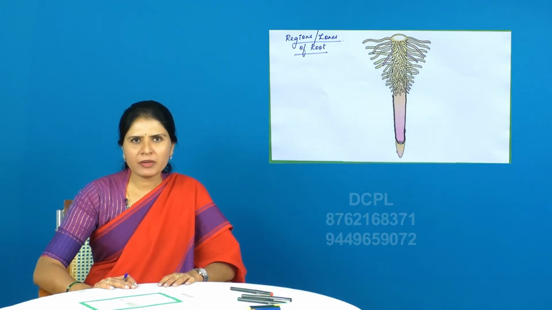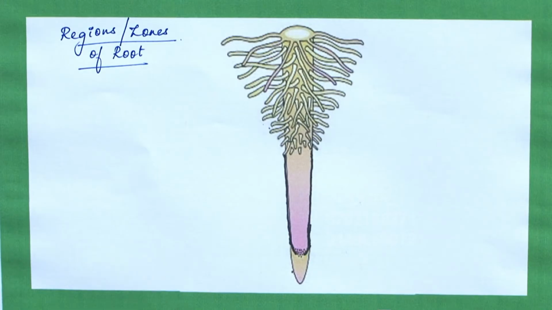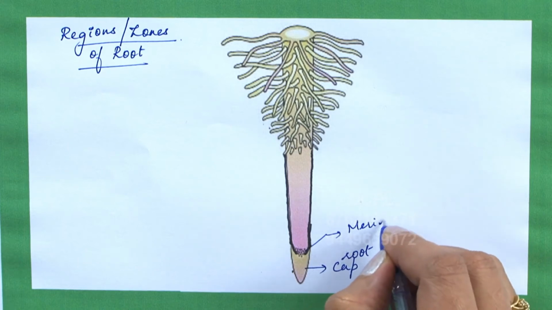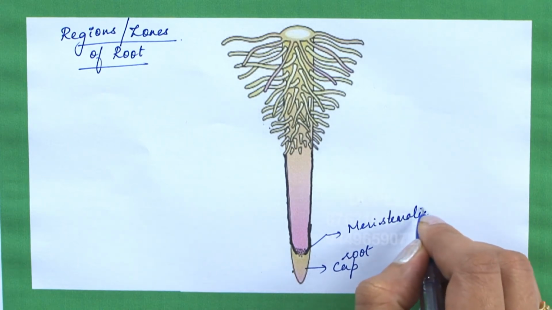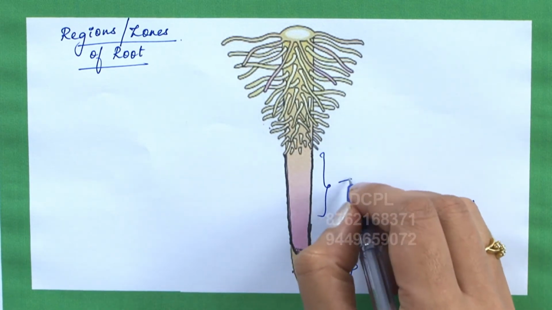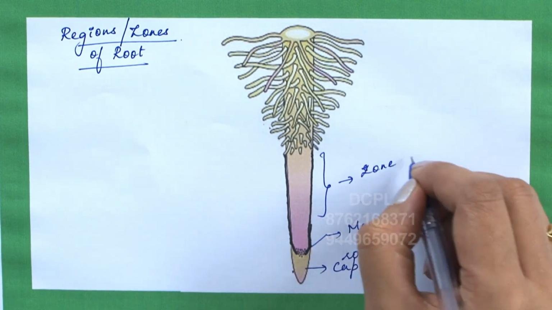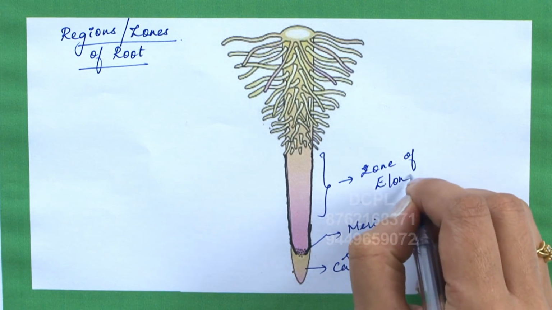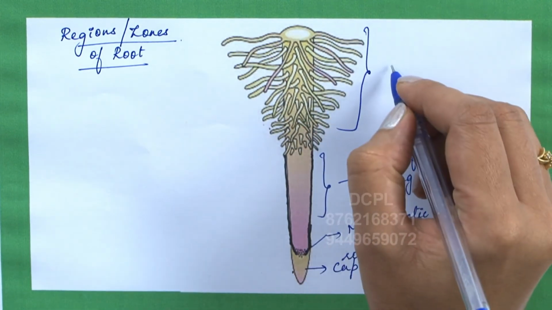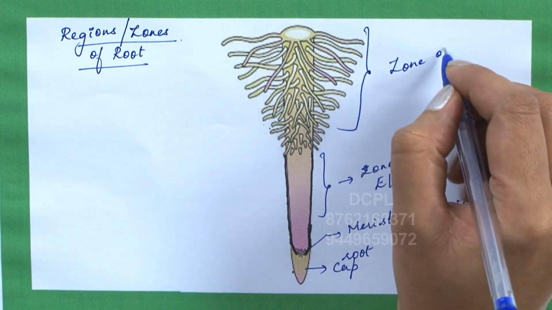Well, now the next slide will discuss the regions or zones or the different parts of roots. There are majorly four parts in the root system. One is the root cap, the second is the meristematic region, the third is the zone of elongation, and the fourth is the zone of maturation.